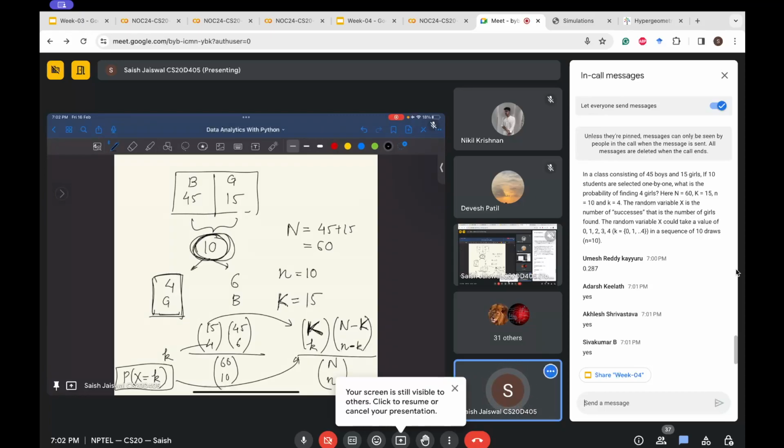This is hypergeometric distribution, in which you have two groups, and you are drawing a sample of size n. One group is the favorable one, in this case girls. You want to find the probability of getting small k girls from the K girls. So the random variable can take values 0, 1, 2, 3 up to capital K. Is it clear, everyone? Let us see another example.